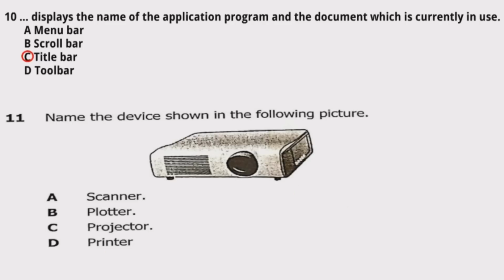Okay, come to question 11. Name the device shown in the following picture. A, scanner, B, plotter, C, projector, D, printer. So the correct answer is that is a projector, which is C.